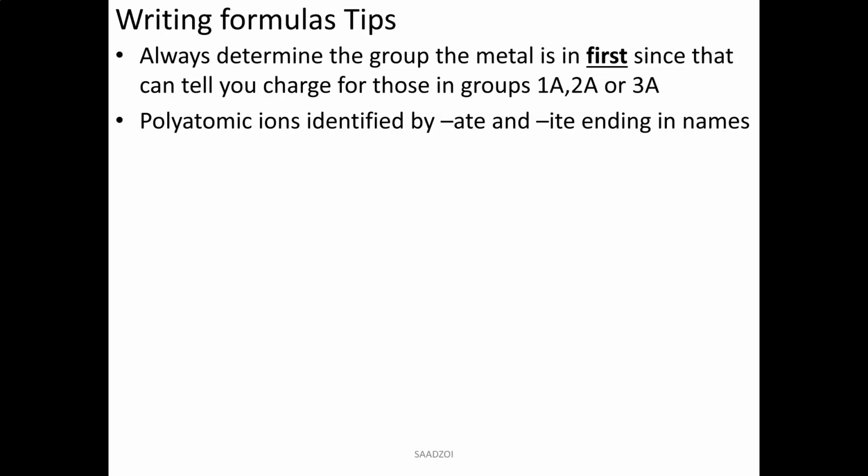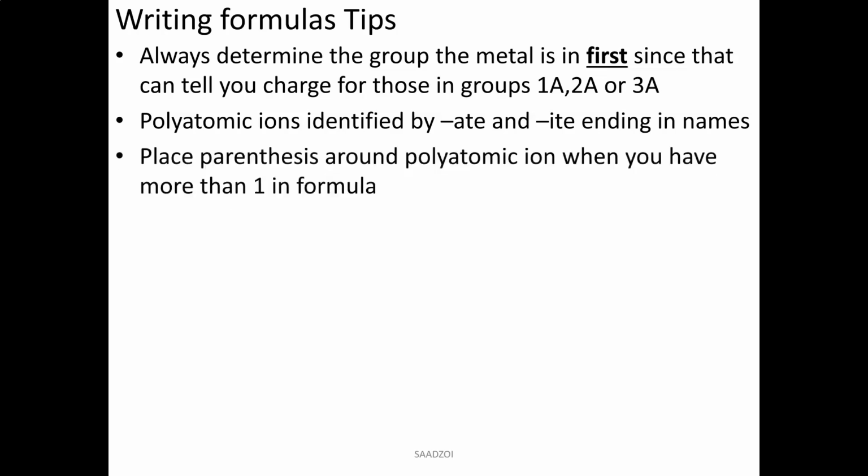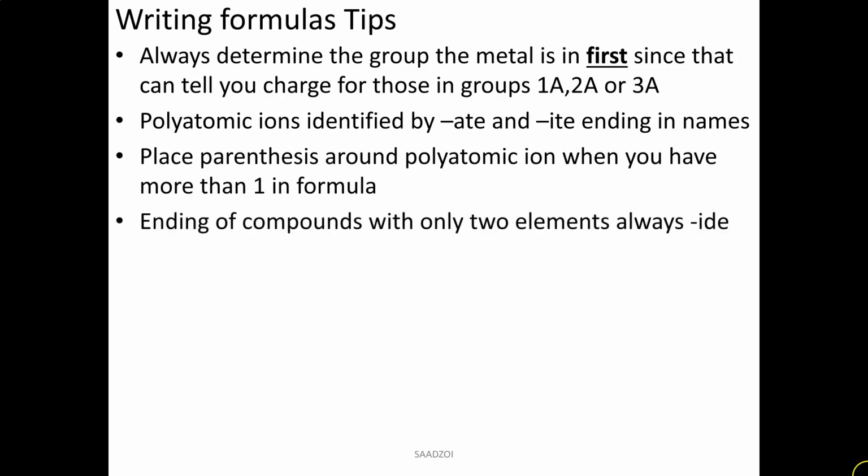If you see ate and ite, a polyatomic ion is involved. Place parentheses around the polyatomic ions when you have more than one of them in the formula. For compounds with only two elements, the ending is always IDE. So any ionic compound has the ending IDE unless there's a polyatomic ion.